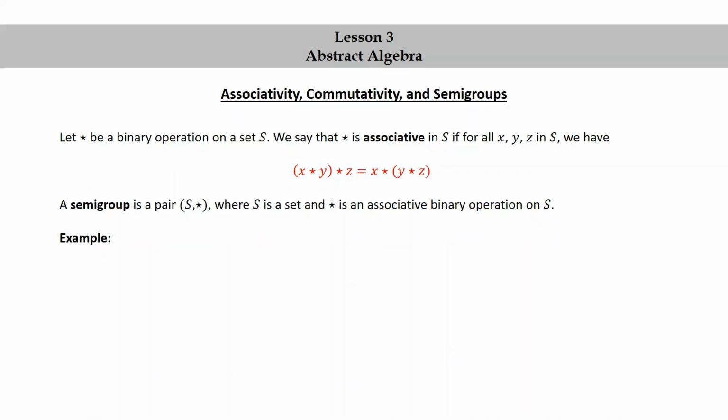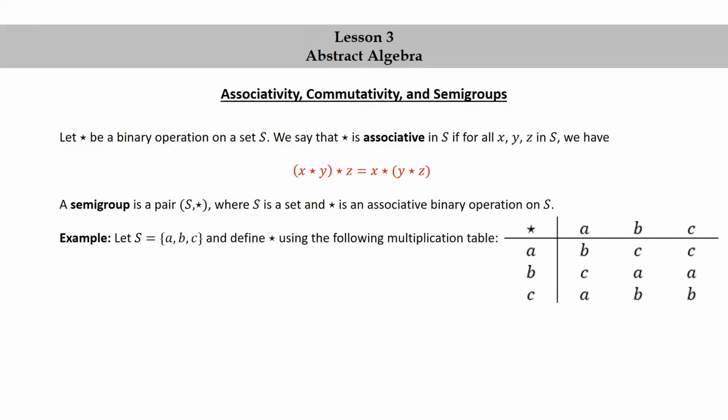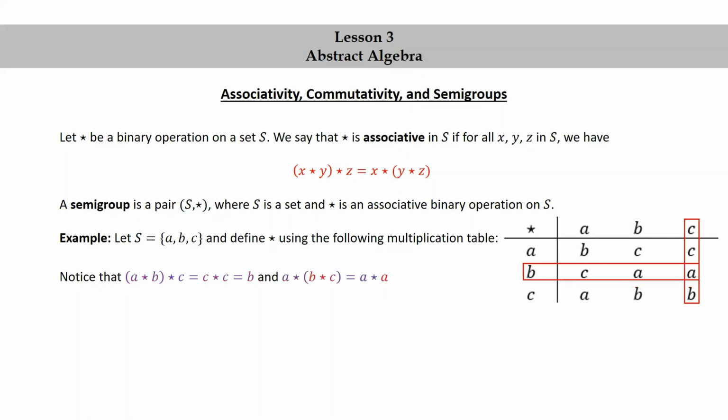Let's look at another example. Let S equal the set consisting of A, B, and C and define star using the following multiplication table. Notice that (A star B) star C is C star C, which is B, and A star (B star C) is A star A, which is equal to B. Right, so (A star B) star C is equal to A star (B star C).